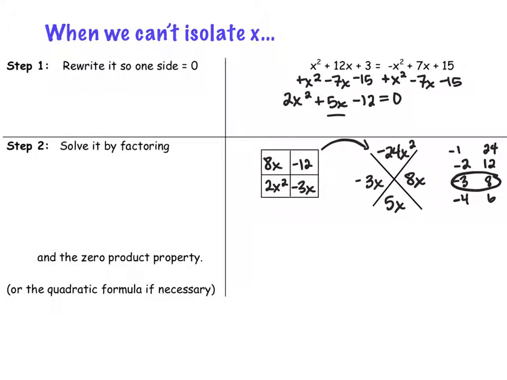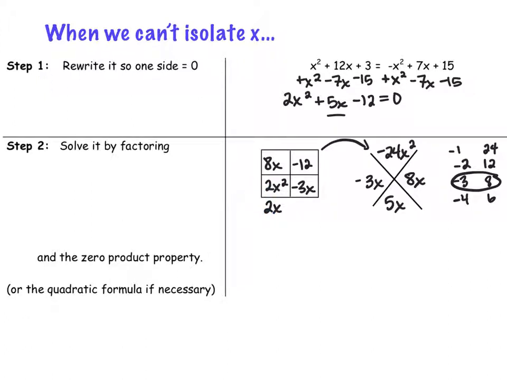Now I'm going to look at any column or row. If I look at this row right here, I have 2 and I have negative 3. I cannot divide both of those by 2 and get a whole number. So I'm going to look at this column, 2 and 8. Those are both divisible by 2. And I also need to take out one of those x's. So I'm going to take a 2x out there.